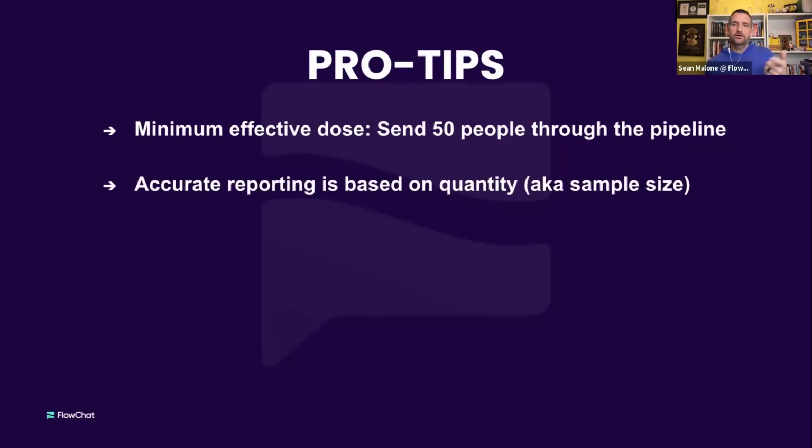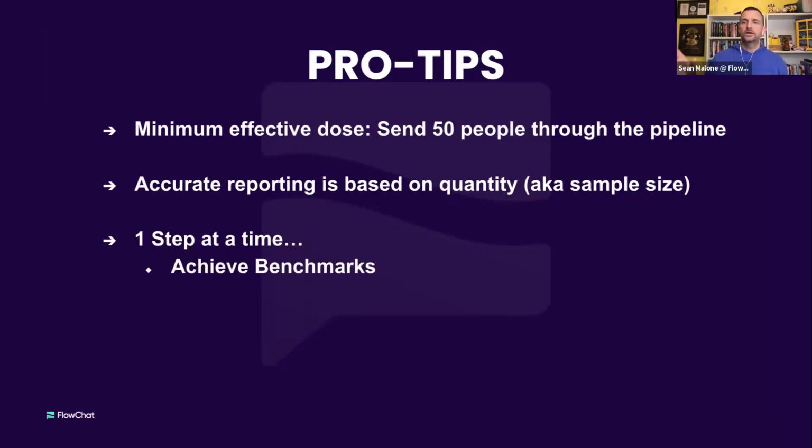Secondly, accurate reporting is based on quantity. The sample size that we're using, like I said, you want to start with 50 people and then do this one step at a time. What I mean by that is, number one, build your thing out, put your tracking in there, and then start running the flow and achieve the benchmarks. Get to those rates that I just shared with you. Secondly, if you're not there, this gives you a way to easily troubleshoot. I'm going to show you one live that we use all the time here in a second.